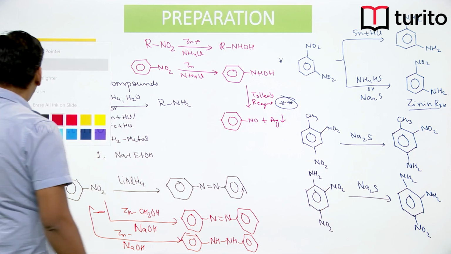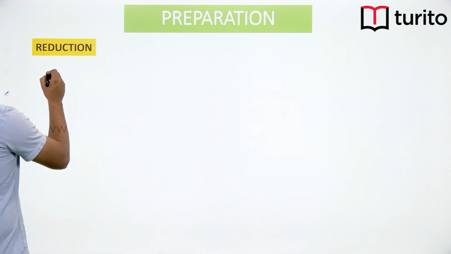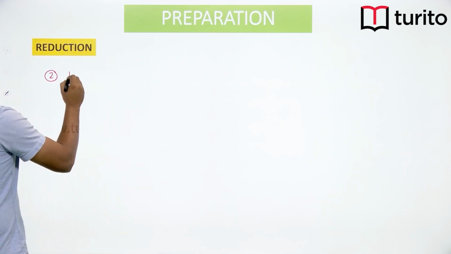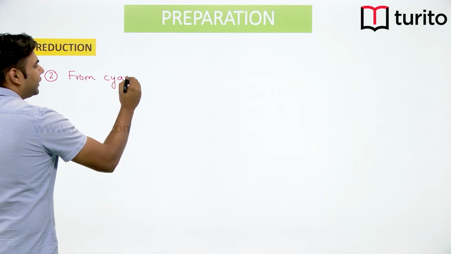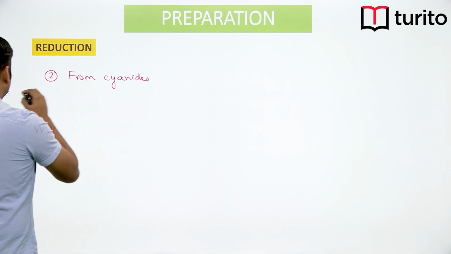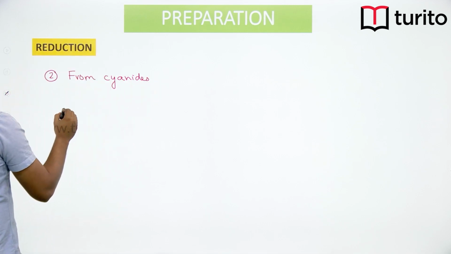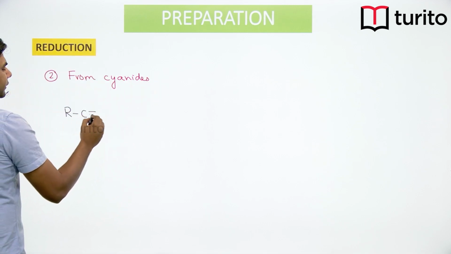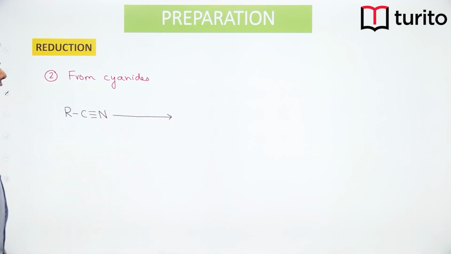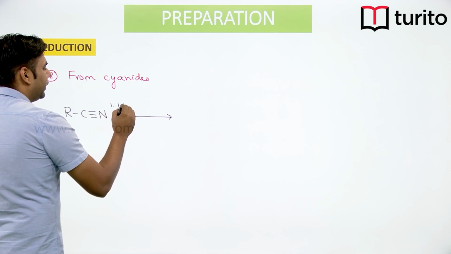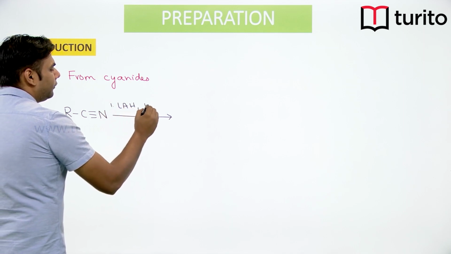Okay. So, the next reduction reaction is from cyanides and isocyanides. We can reduce cyanides and isocyanides, and we get amines. Basically, if you take a C triple bond N, just add lithium aluminum hydride, LAH. In the second step you have to add water.